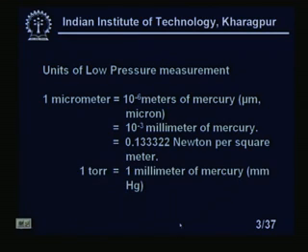And 1 torr is 1 millimeter of mercury. 1 torr is the lowest pressure measuring unit. So, we call it 1 millimeter of mercury, that is, 1 millimeter of Hg.